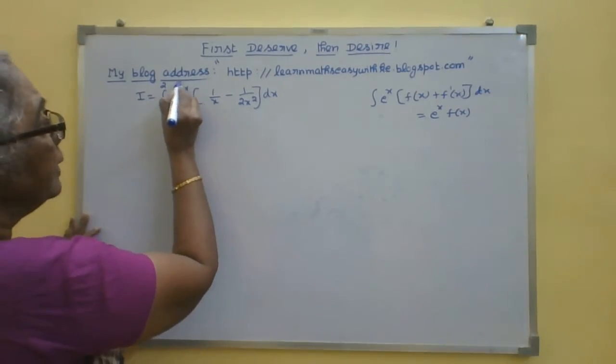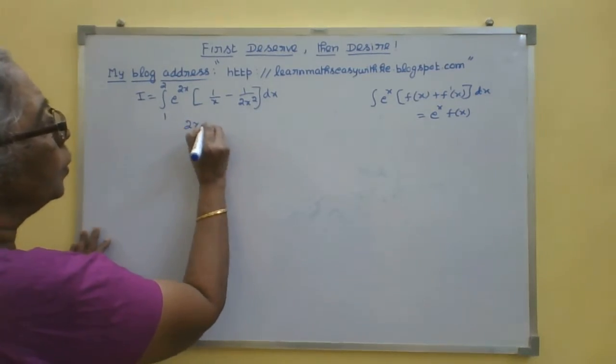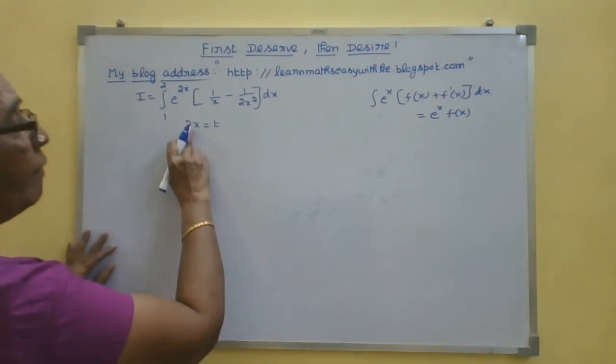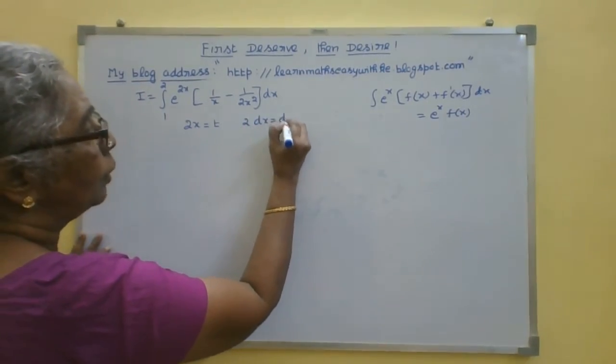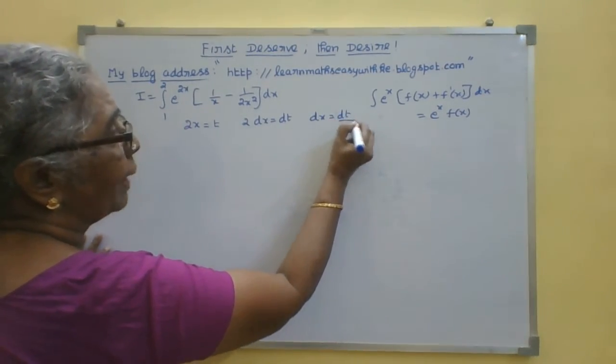So here this 2x I want to be a single variable. So I will write now, 2x is equal to t. This is the substitution I am making. When 2x is t, you know, 2 dx is equal to dt, or dx will be dt by 2.